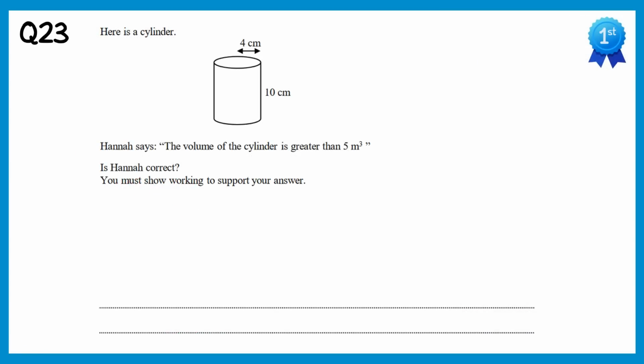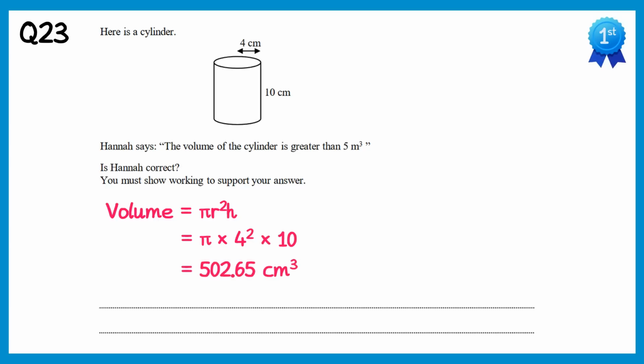For this question, I need to work out the volume of the cylinder. The formula is the volume equals pi r squared h. So we'll do pi times the radius squared, the radius is 4, so that's 4 squared, times the height, and the height is 10. If you type this into your calculator, you'll get 502.65 centimeters cubed.